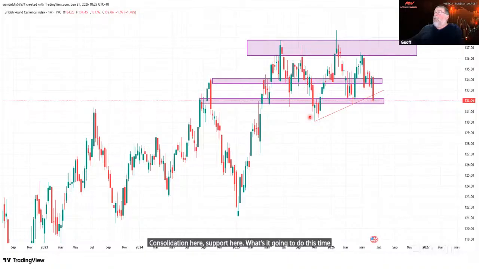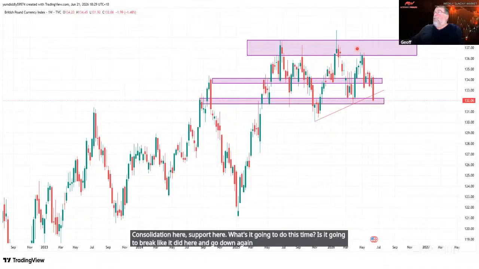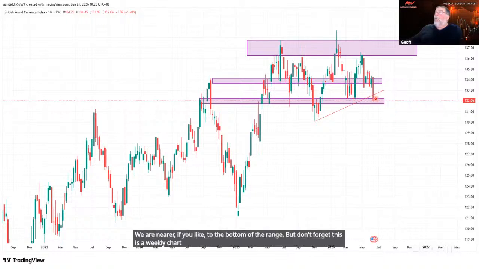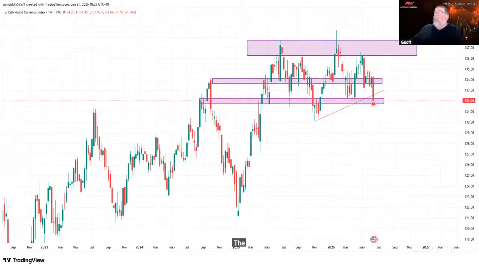Is it going to break like it did here and go down again? We've got a lower low, a lower high, a lower low. We're looking potentially for this break to go short. So I'm bearish this one as well. I'm not as confident on this one because we are nearer, if you like, to the bottom of the range. But don't forget this is a weekly chart, so I can still trade this short on a smaller time frame to get me into the movement, or the momentum short, if it does come. So bearish again, the pound.